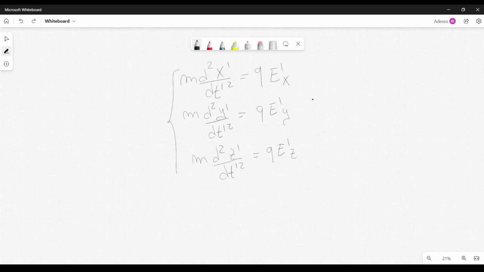In K, the electron is moving at speed v, so these equations will change. They will be different. The Lorentz transformation and the electromagnetic field transformations are used to transform the above equations to the reference frame K. So that's what we want to do.